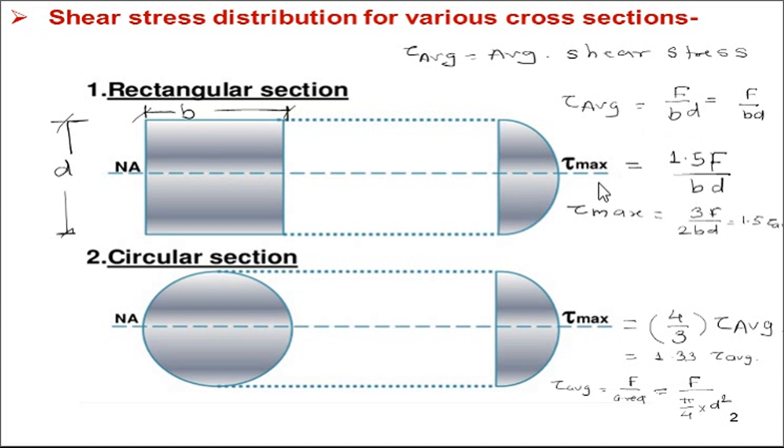And what is the maximum shear stress? That value is directly written: 1.5 force divided by BD, or 3 by 2 F divided by BD. This is the tau max value. You have to remember that 1.5 force divided by BD is the value of tau max, that is, the maximum shear stress.